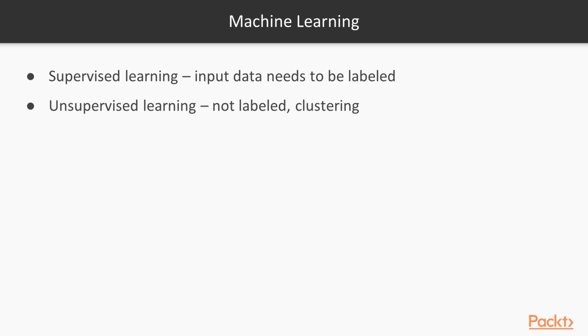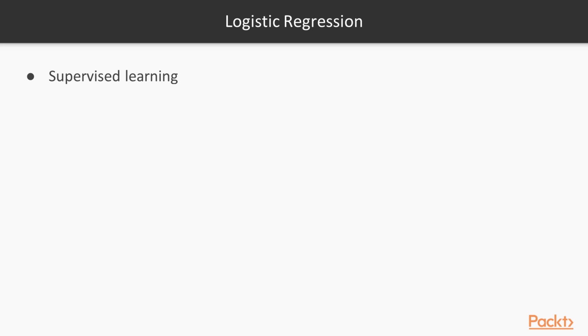The second group is unsupervised learning, when data is not labeled and we need to extract those features dynamically. We don't know upfront if the data is labeled somehow, so we need to extract it. And logistic regression is from supervised learning, regression as well.